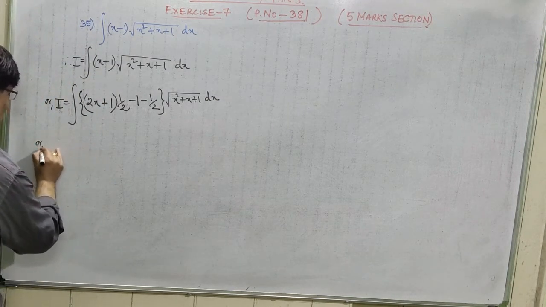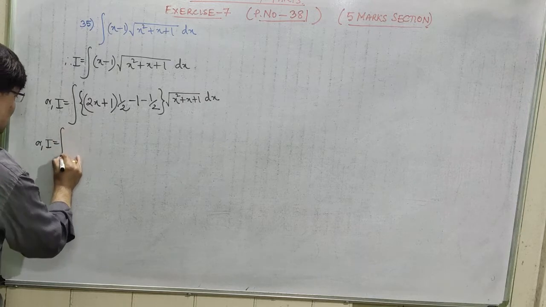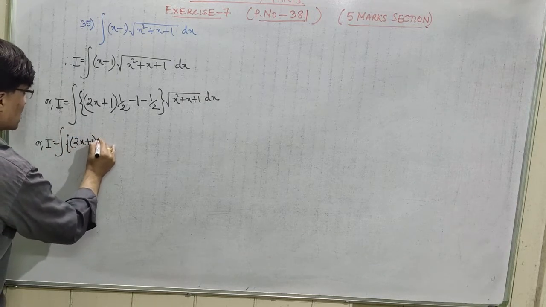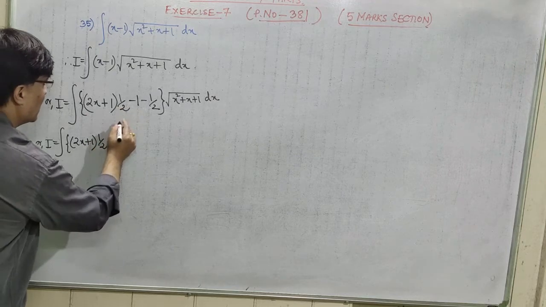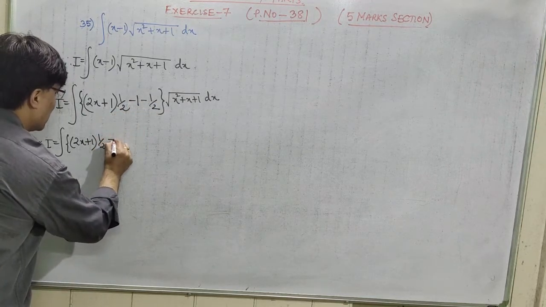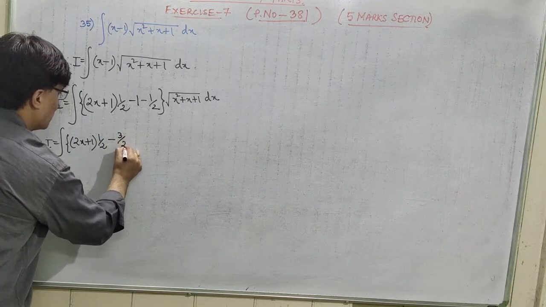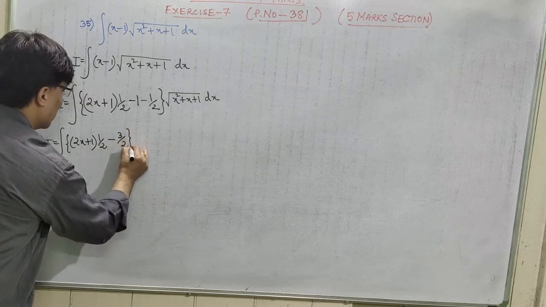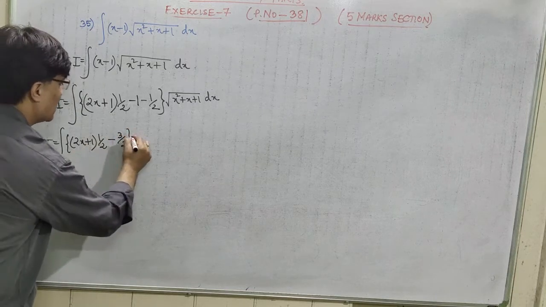Okay. So, or I is equal to integration of within second bracket (2x plus 1) into half, then minus 1 minus half. Same sign, you can add them. Minus, this is 2 ones are 2 plus 1 is 3 by 2. So this is minus 3 by 2. Second bracket is closed.